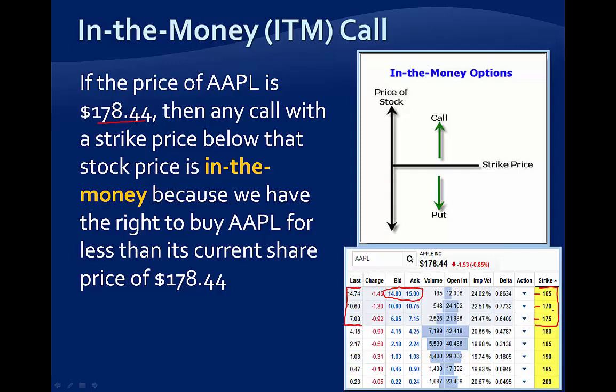What about the 170 call? Well, it's $8.44 in the money. So notice it's trading for above that $8 of intrinsic value. And what about the 175? Well, it's $3.44 in the money. So notice it's trading for more than that.